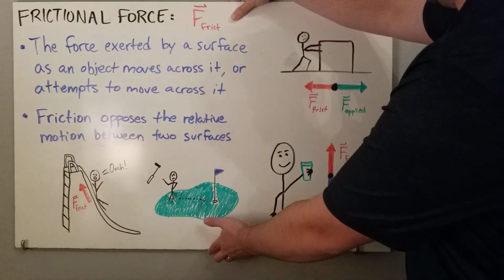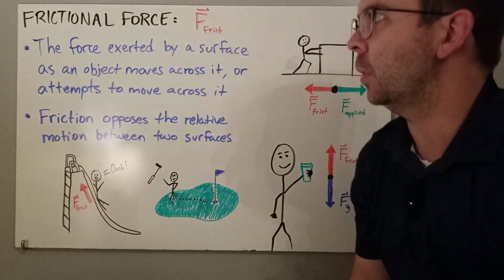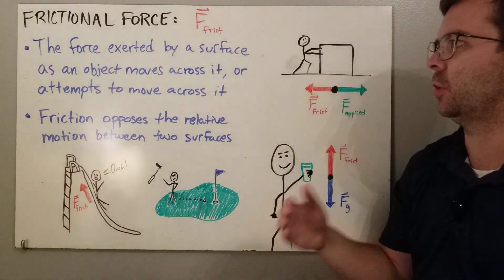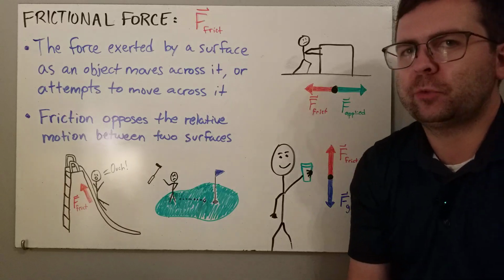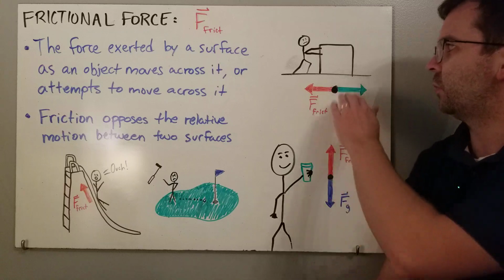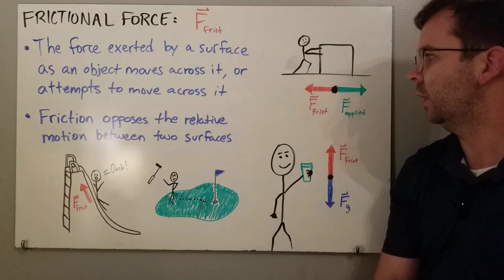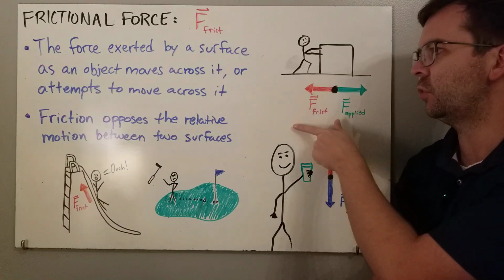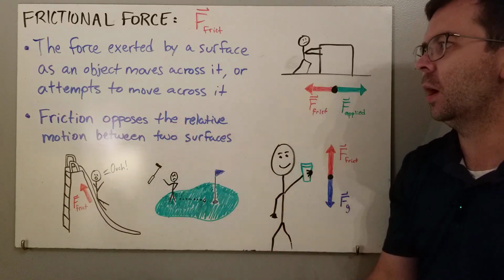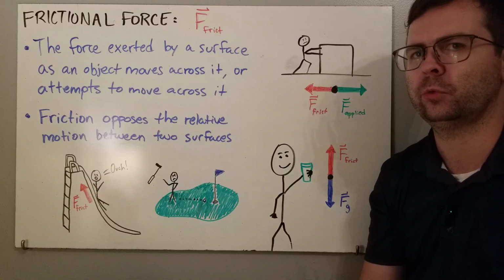All right, let's look at another kind of force that you're familiar with already, and that is the frictional force. Now, there's more to the frictional force that we'll cover in a later video, but for now, the frictional force is the force that's exerted by a surface as an object moves across it or attempts to move across it. So pushing against a box that's firmly fixed on the floor here is going to result in some friction. You're applying a force to the right, but friction is always opposing that motion that you're trying to have. So friction opposes the relative motion between two surfaces.